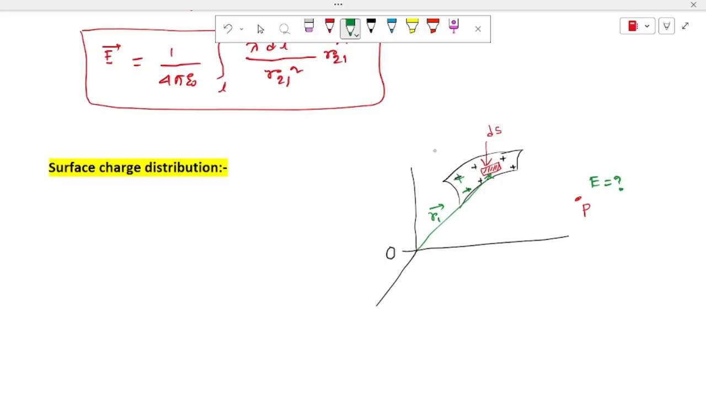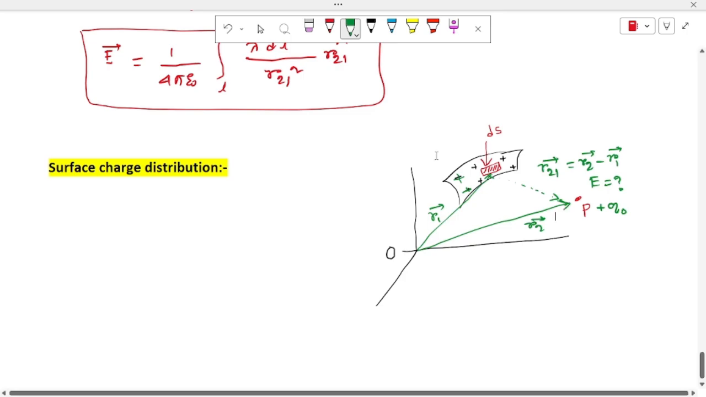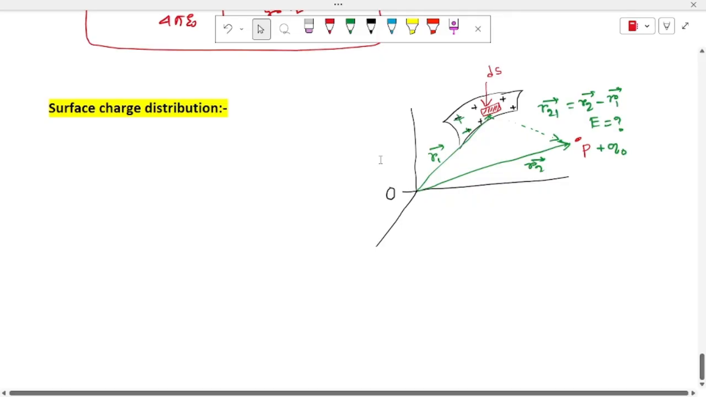So its position vector is r2 vector, and the separating distance will be simply r21 vector, which is nothing but r2 vector minus r1 vector. So we will take the test charge plus q naught at the point P. So we want to calculate the expression of electric field at the point P.